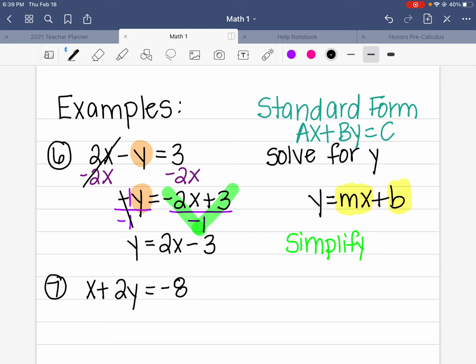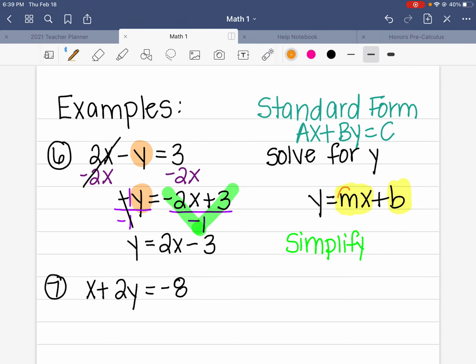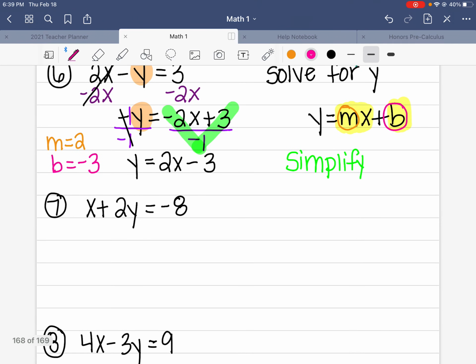Now that it's in slope-intercept form, I can tell you what my slope is and what my y-intercept is. So we were looking for my slope. My slope is equal to 2. My y-intercept is my b value, and that's going to be equal to negative 3. So just by looking at this earlier, you would have gotten some of your pieces wrong if you had not solved for y. If it's in standard form, you have to solve for y. All right, let's look at the next example.